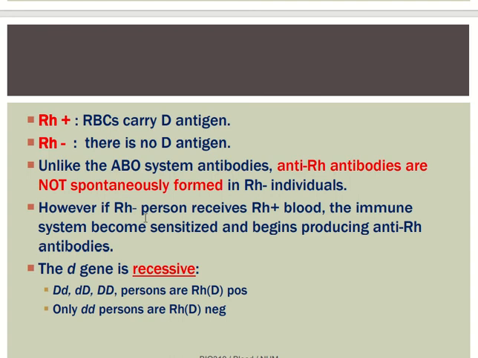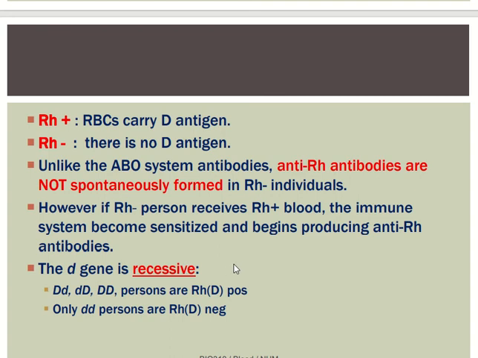So when a rhesus negative person, who does not have D antigen, receives rhesus positive blood, the immune system will become sensitized and begin to produce antibody of rhesus, because it does not recognize the D antigen. And you have to know that the D gene is dominant.